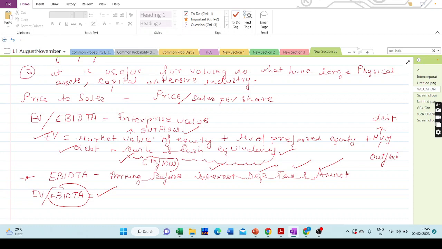Please write down: the benefit of using EBITDA as a measure of profitability is that EBITDA is usually positive even when net income is not. When net income is negative, valuations based on earnings are meaningless. Guys, have you noted this down?